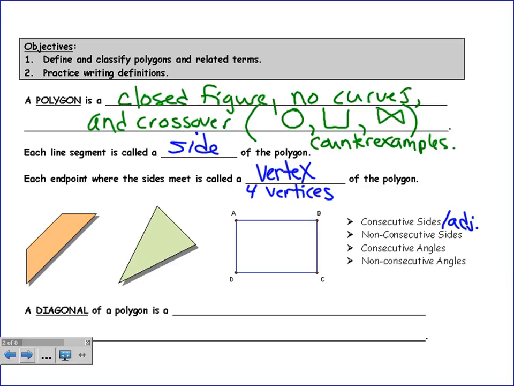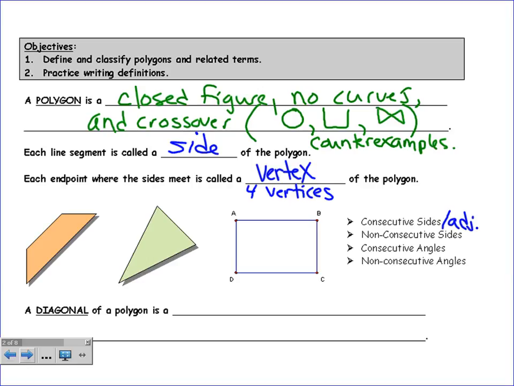Consecutive angles are the ones that are next to each other. So A is next to B. From A, B and B are consecutive angles so that you could go around. Non-consecutive, like A and C, would be examples of non-consecutive angles. You can't jump around like that.